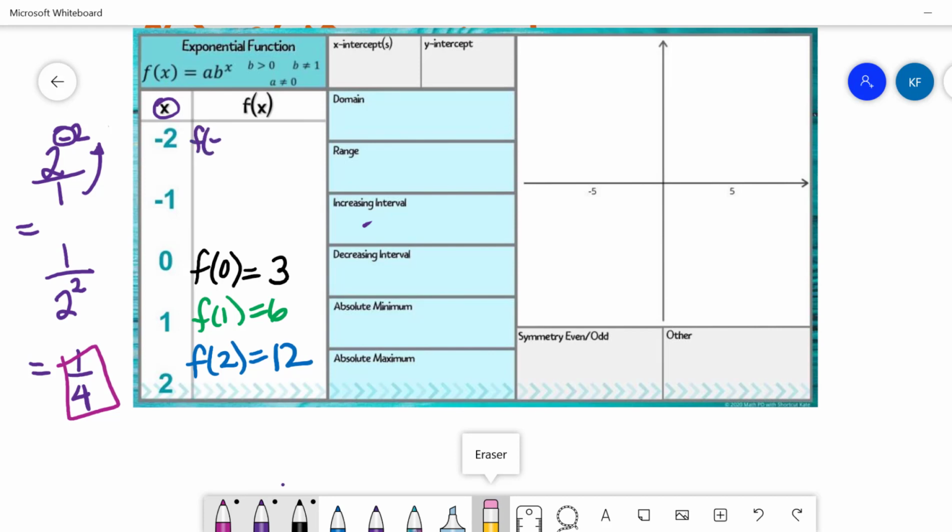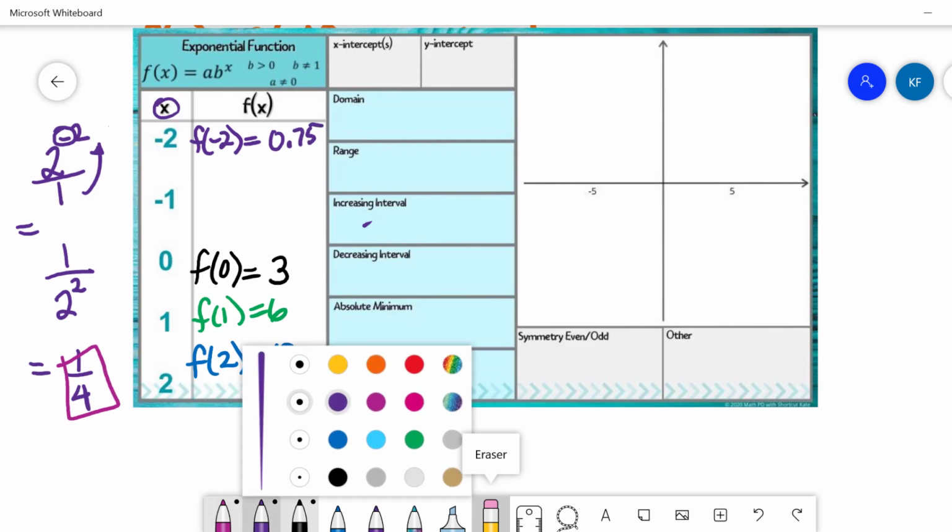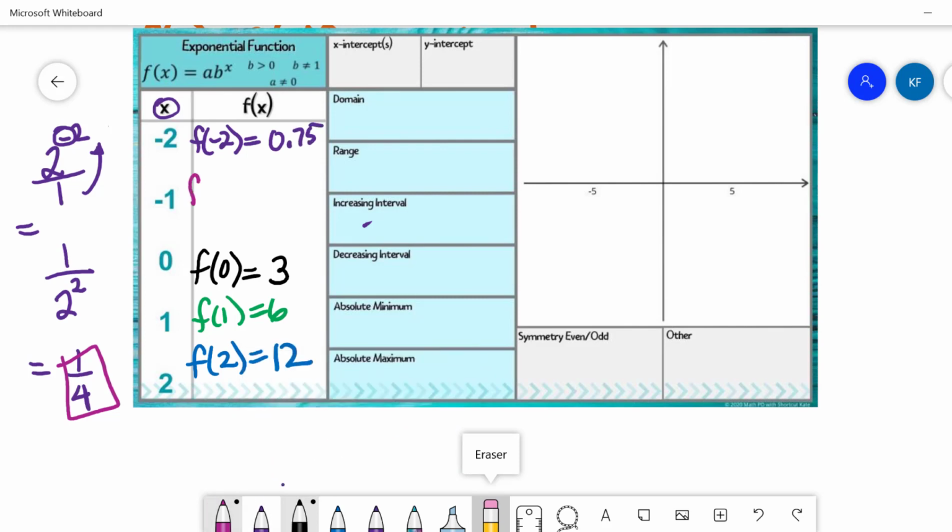So f of negative 2 was 0.75. Okay, so now we're doing f of negative 1. That's why I like to start with my positives first and then work backwards. Do the no-brainers first, right? The ones that are easy.